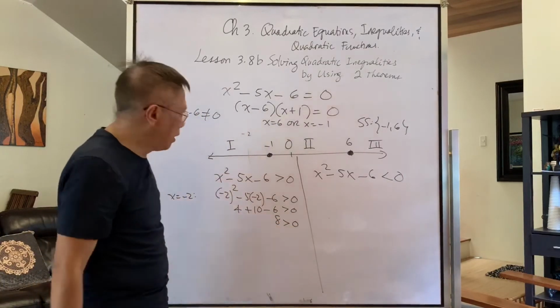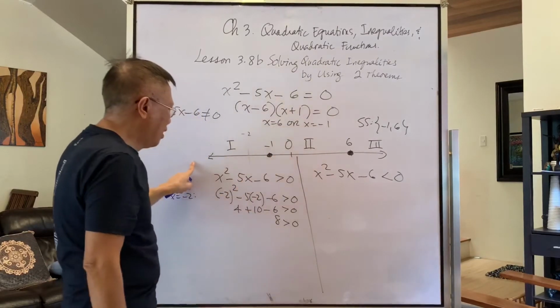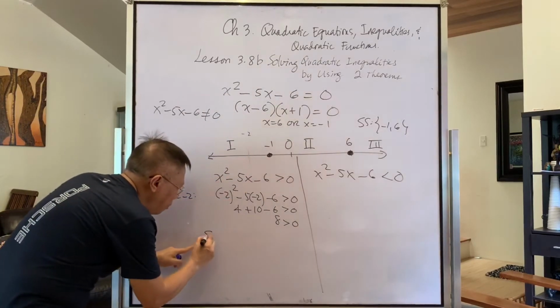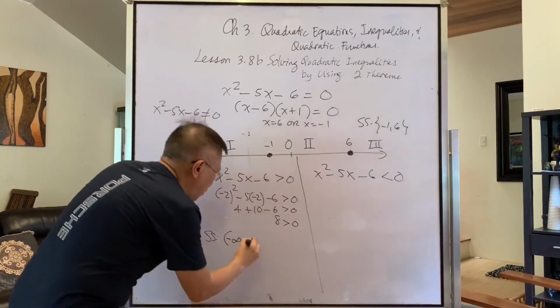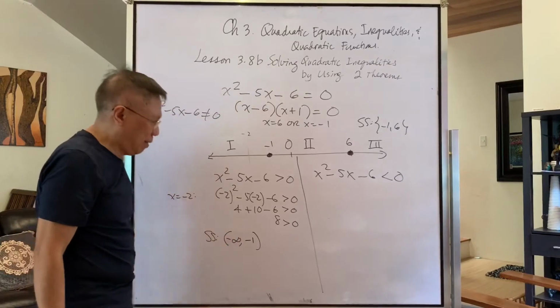My conclusion here is it will be all x to the left of negative 1. So I am now saying that one of my solutions is from negative infinity up to negative 1. This may not be all.